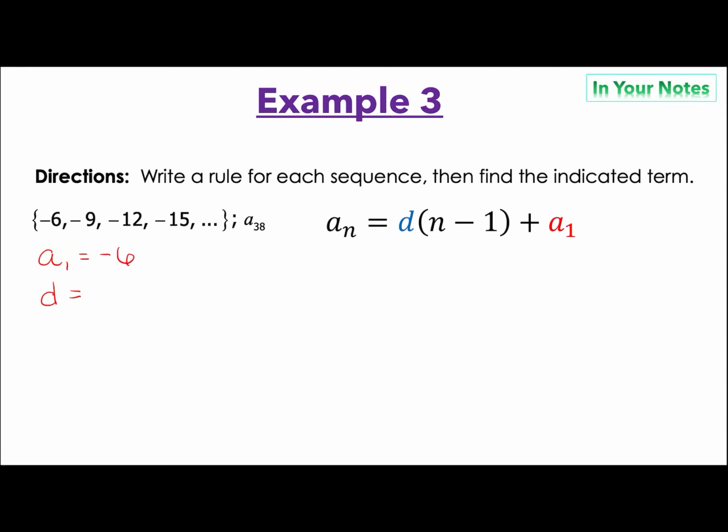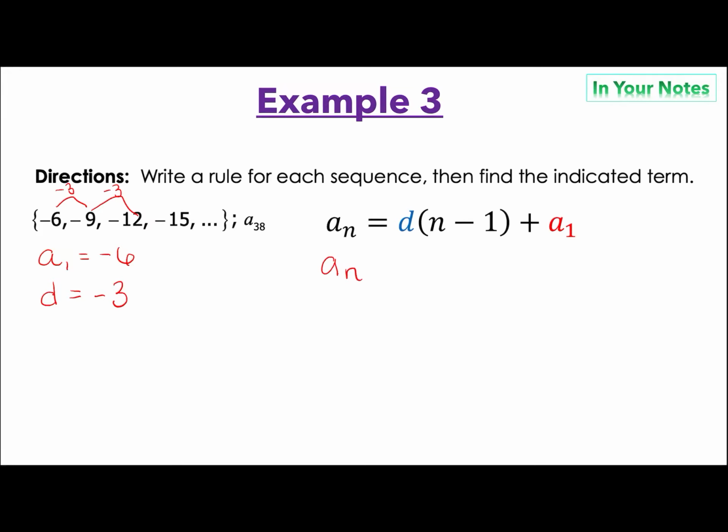And d is going to be, let's see, well, if you think of a number line with negatives, it may help you. So if you're sitting at negative 6 and then you move to negative 9, think of a number line. Are you going to be going to the left or to the right? Negative 9 is further to the left, so you're getting smaller. So that means we're going to be subtracting a number. Okay, well, how do I get from 6 to 9? 3 in between, right? So we're subtracting 3. Negative 6 minus 3 is negative 9. Negative 9 minus 3 is negative 12. So my difference is negative 3, my common difference.